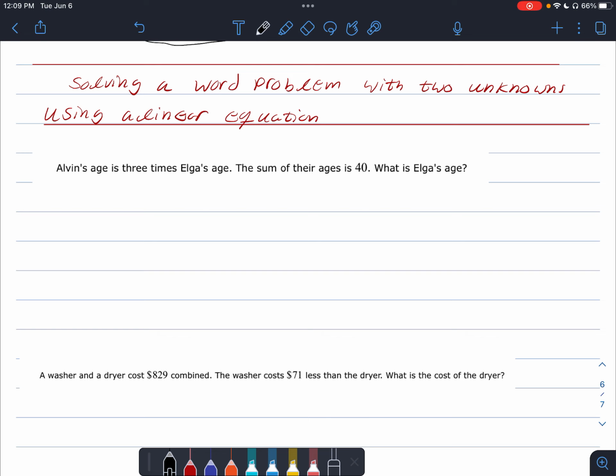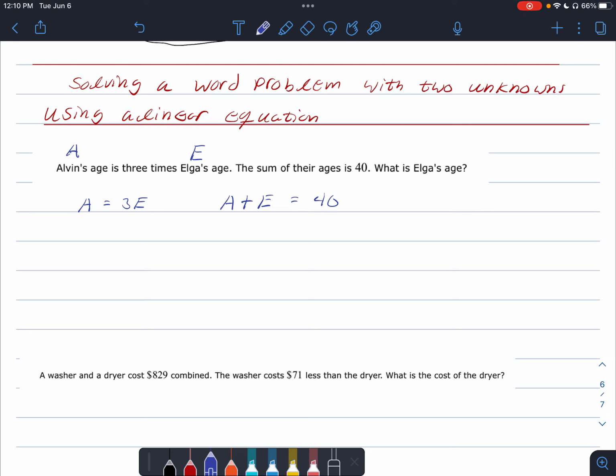So let's assign variables here. We'll say that Alvin is A. We're going to represent his age with A, and we're going to represent Elga's age with an E. So we know that Alvin's age is 3 times Elga's age, so A is equal to 3 times E. We also know that the sum of their ages, A plus E, is going to be equal to 40.